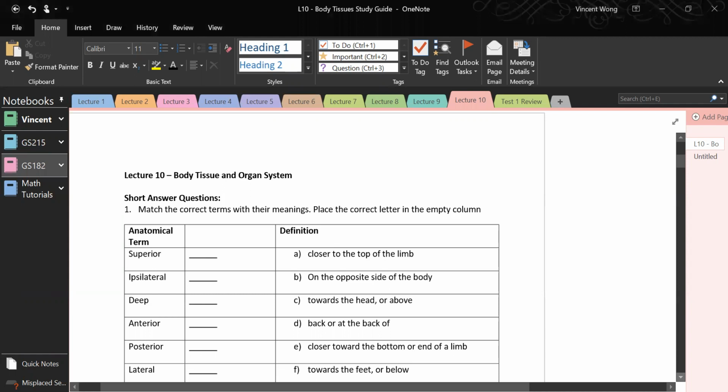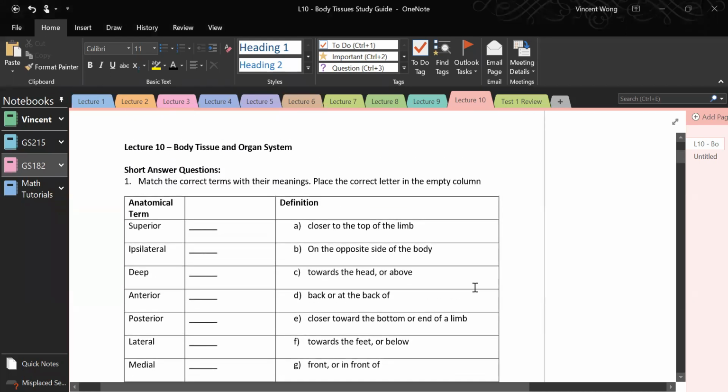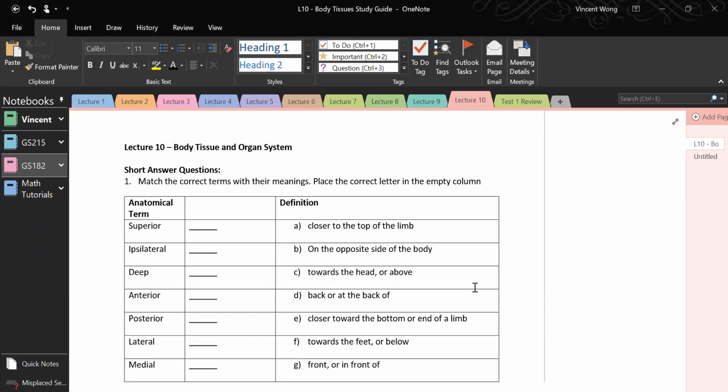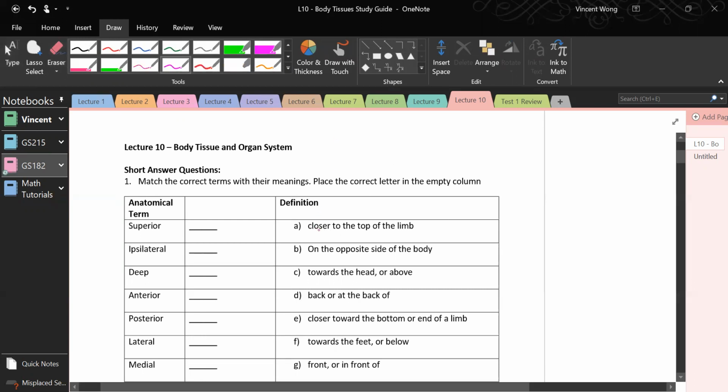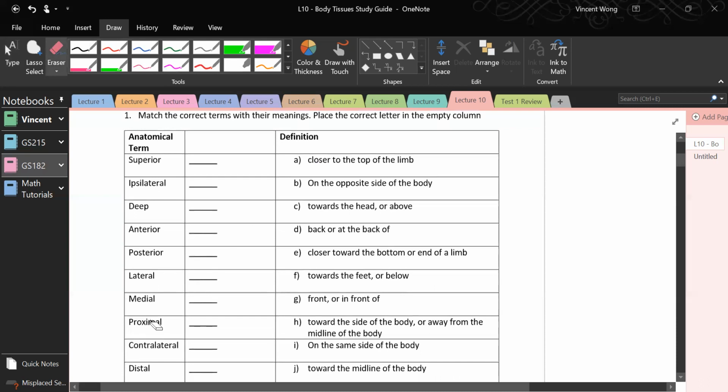Let's take a look at the first definition here. Closer to the top of a limb. Whenever we describe the position of something relative to a limb, if it's closer to the joint, then we say it is proximal. If it's further away, then we say it is distal. A limb is like the arm or the leg. In this case, if it's closer to the top, then we will use the word proximal. So proximal is A. Cross this out.